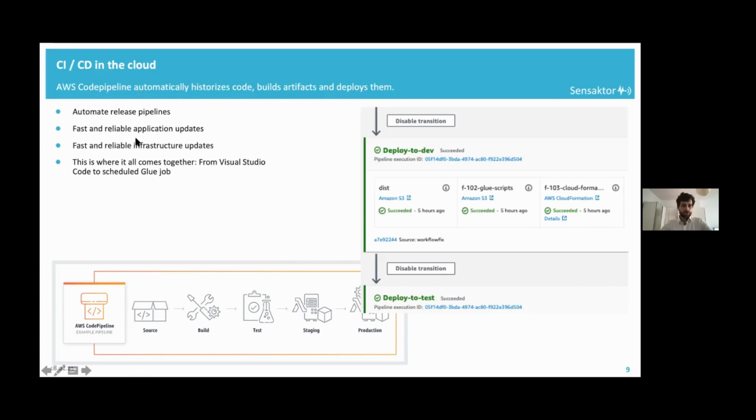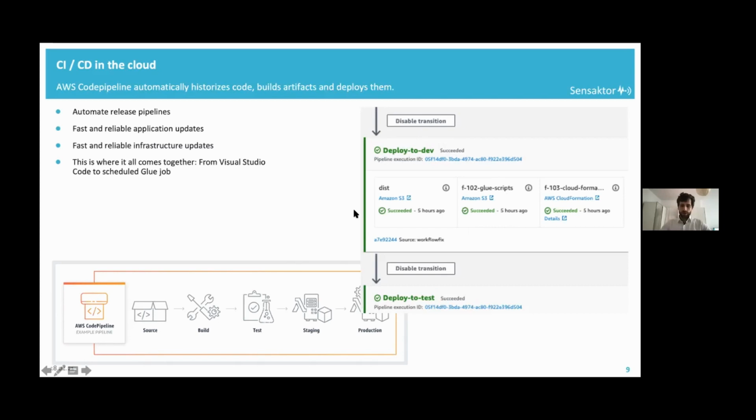So it's all about fast and reliable application updates. So the application itself, when you have a Glue script changed, those are being updated. And you can also update the infrastructure. For example, when you want to change the workflow or the scheduling of the workflow, also those are automatically updated. And yeah, as I said, this is where it all comes together. From Visual Studio Code, where you code on your Python script, all the way to a scheduled Glue job in production.